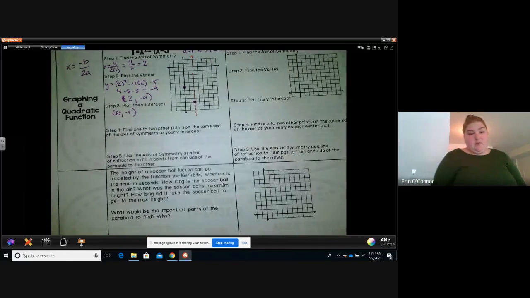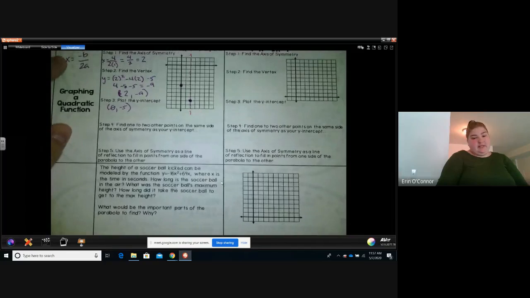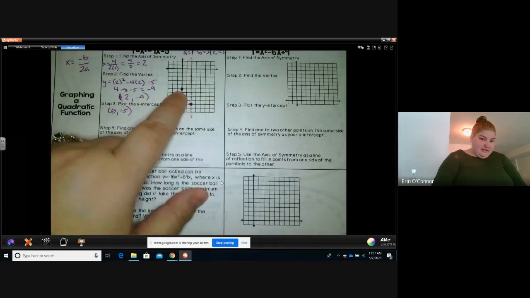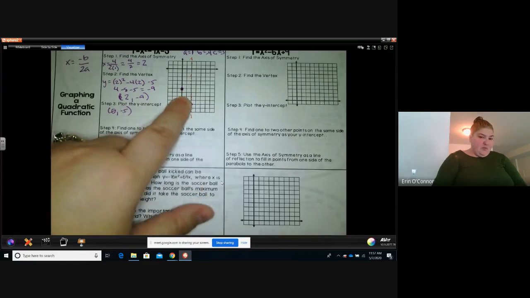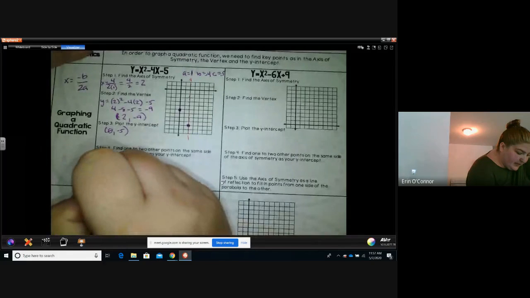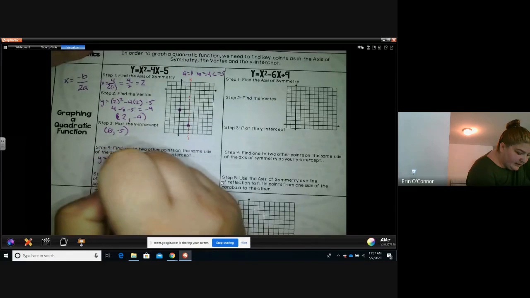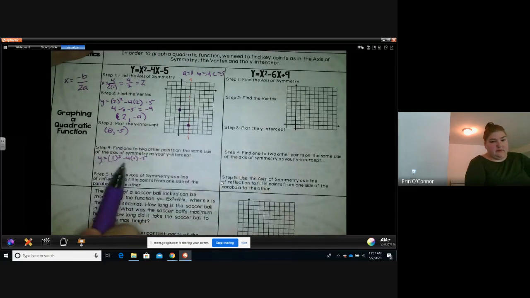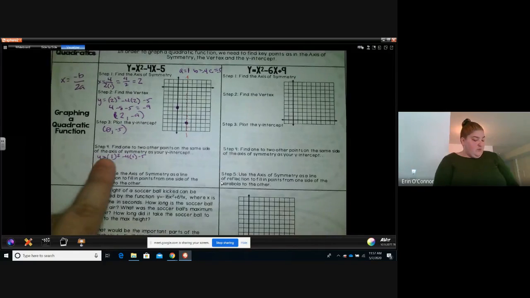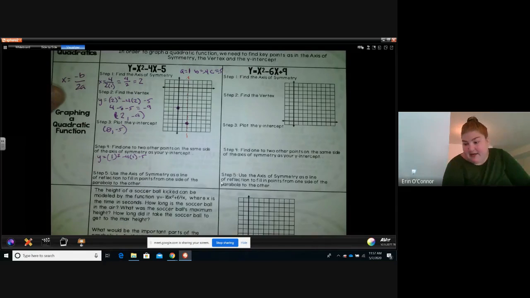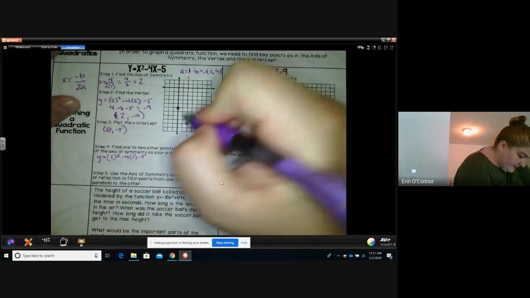Now, it says find one to two other points on the same side of the axis of symmetry as your y-intercept. So I know that this is 0, and there's going to be a number in between here at 1. So I'm going to plug a 1 in. y equals 1 squared minus 4 times 1 minus 5. 1 squared is 1. Negative 4 times 1 is negative 4. So 1 minus 4 is negative 3. Negative 3 minus 5 is negative 8. So I get (1, negative 8).